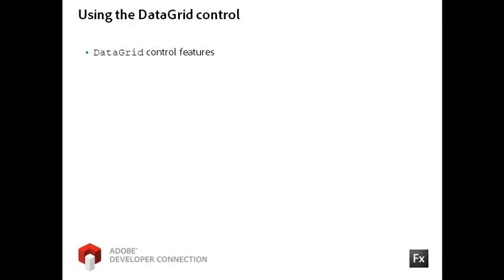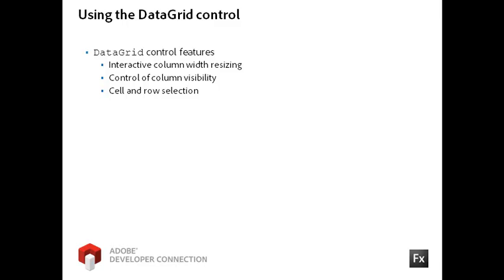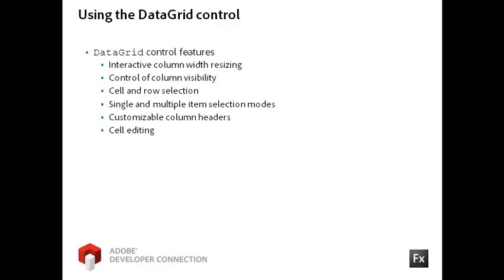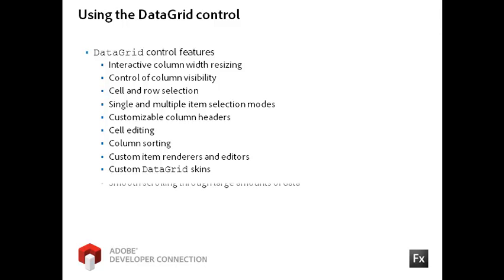Some of the DataGrid control features include interactive column width resizing, control of column visibility, cell and row selection, single and multiple item selection modes, customizable column headers, cell editing, column sorting, custom item renderers and editors, custom DataGrid skins, and smooth scrolling through large amounts of data. You will learn how to use many of these features in this video and the next.